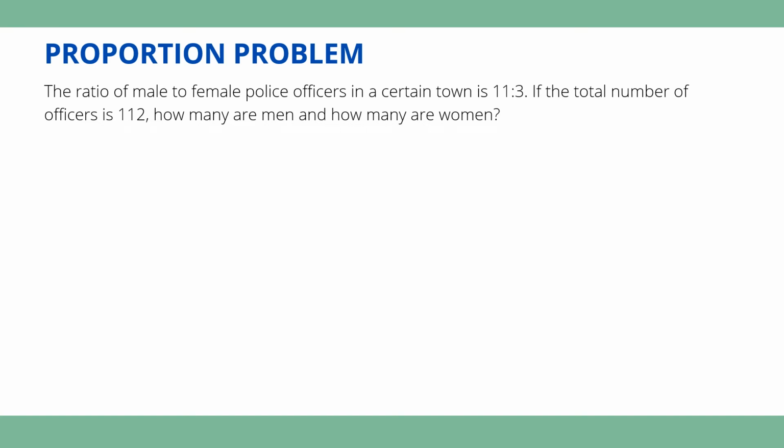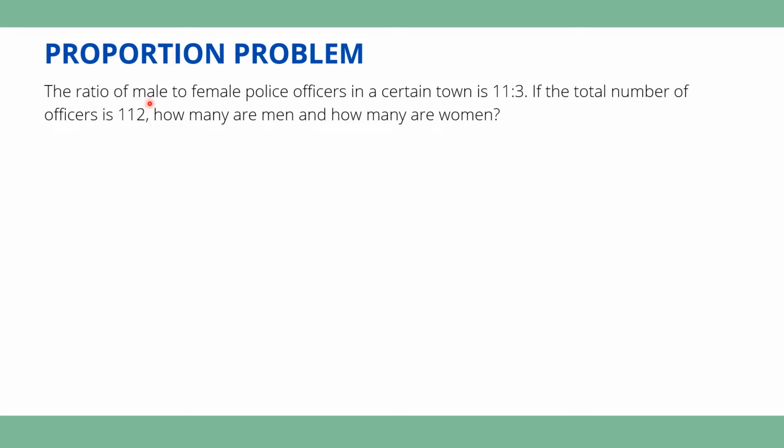Let's continue our discussion about solving fraction problems, but specifically, let's have proportion problems. Let's start. The ratio of male to female officers in a certain town is 11 is to 3. If the total number of officers is 112, how many are men and how many are women?